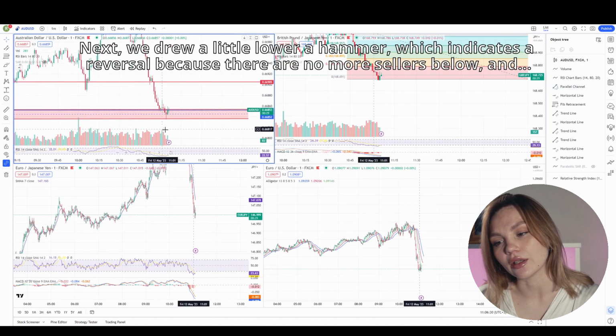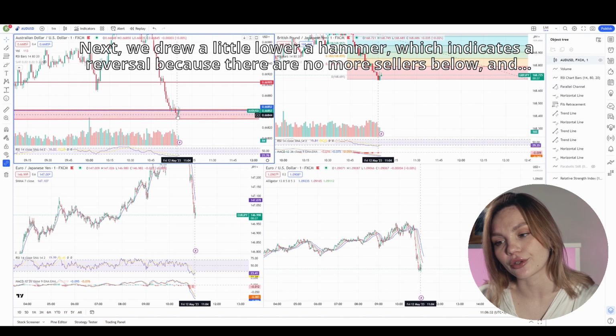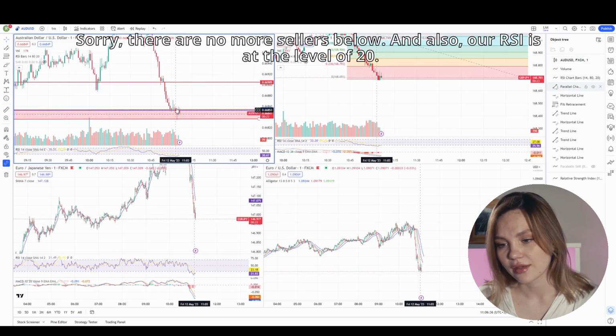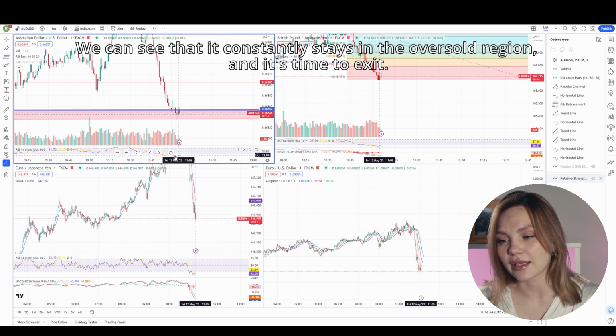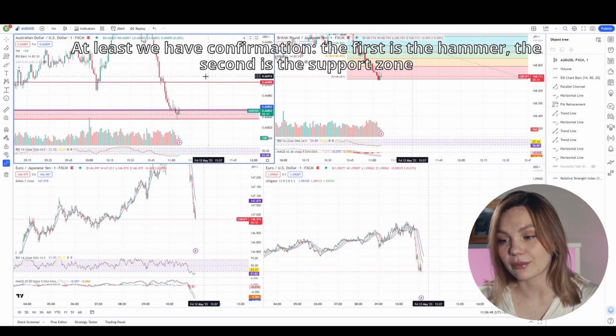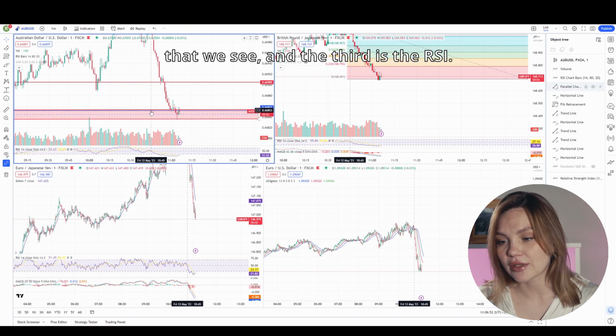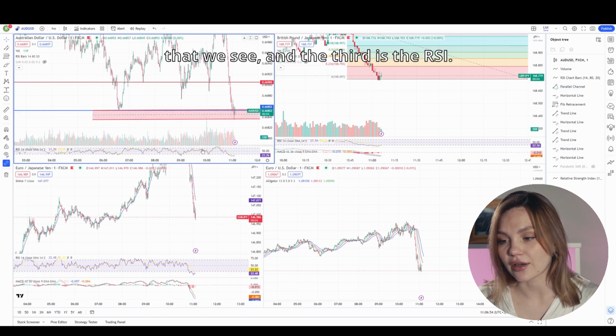Next, we drew a little lower hammer, which indicates a reversal because there are no more sellers below. And also our RSI is at the level of 20. We can see that it constantly stays in the oversold region and it's time to exit. At least we have confirmation. The first is the hammer, the second is the support zone that we'll see, and the third is the RSI.